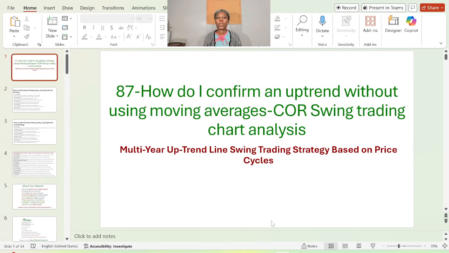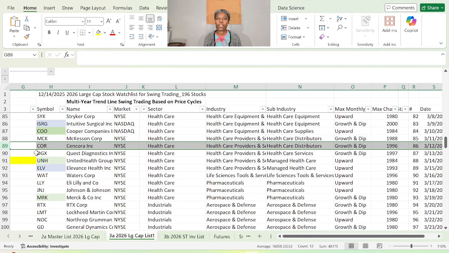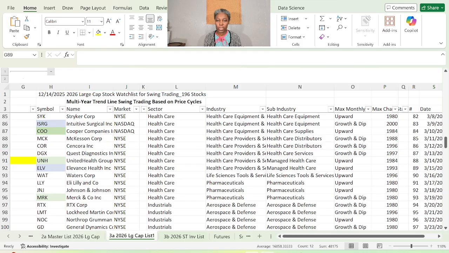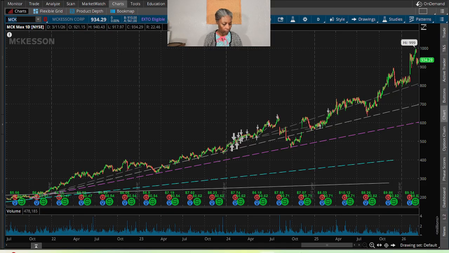Hello, how do I confirm an uptrend without using moving averages? Let's take the stock of the day, COR, as of March 12, 2026, to analyze. Usually for an uptrend, I look for higher lows.